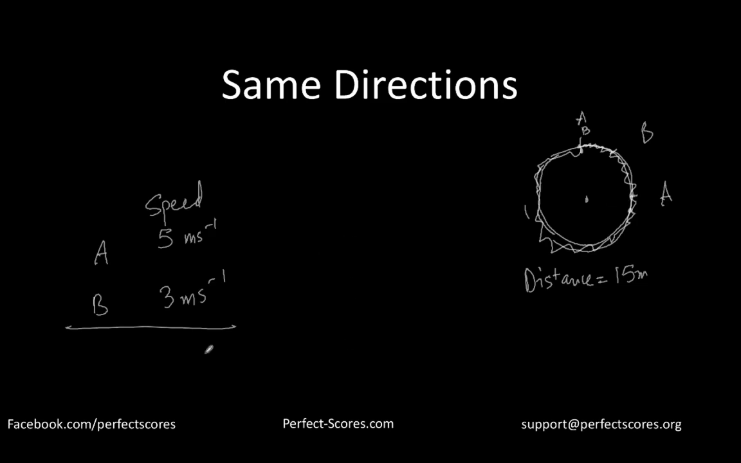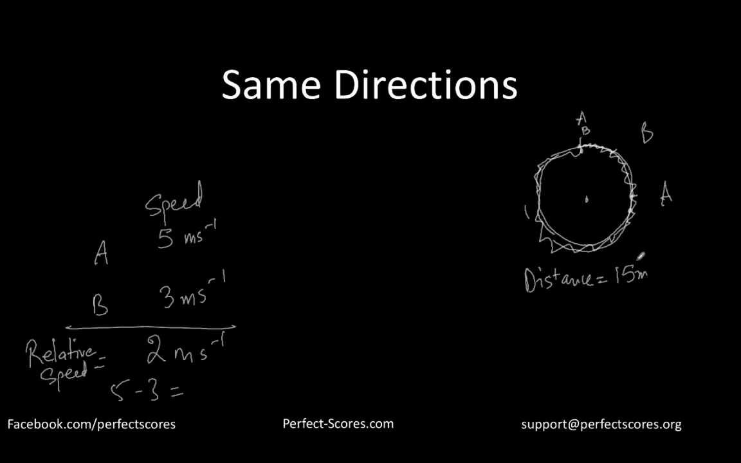Well, first of all, let's talk about the concept of relative speed. What are the relative speeds right now? Since they're going in the same direction, runner A is putting up 5 meters every second and runner B is putting up 3 meters every second. So runner A is gaining 2 meters every second. That is 5 minus 3, 2 meters every second.